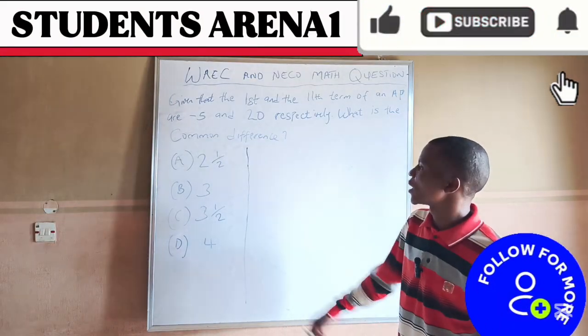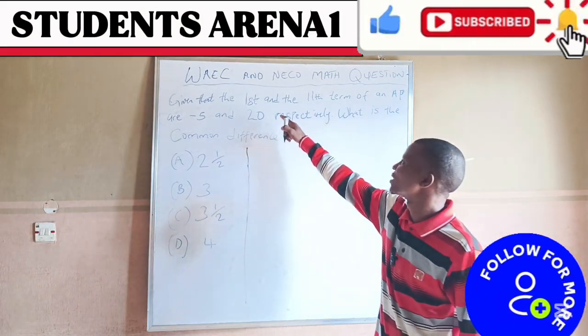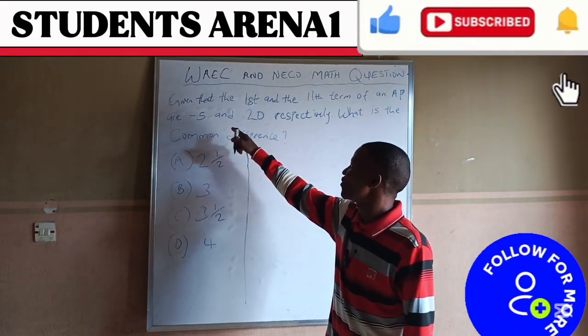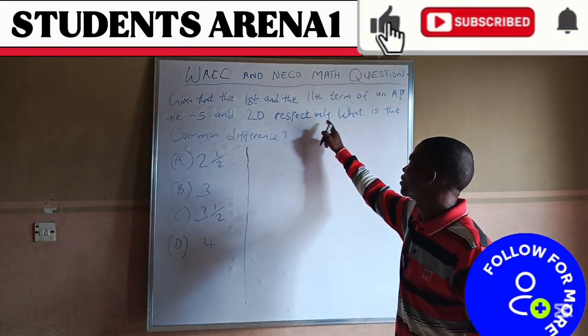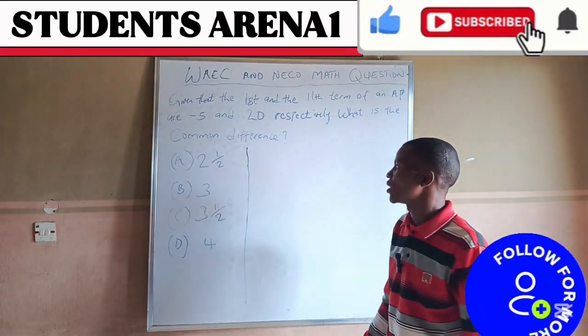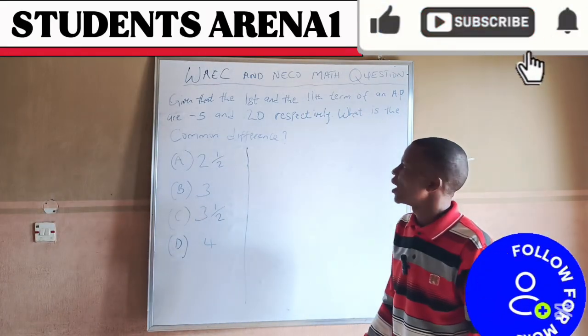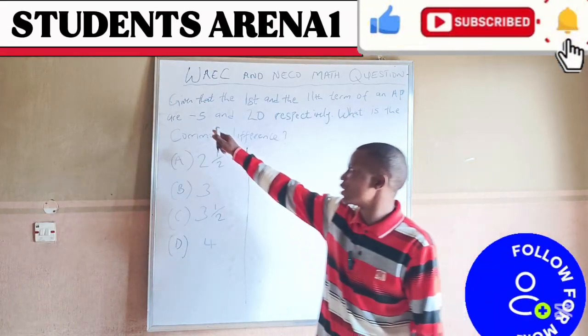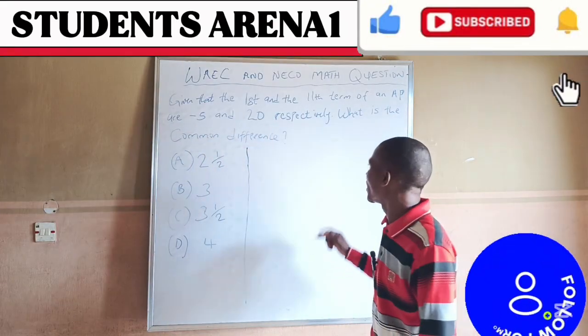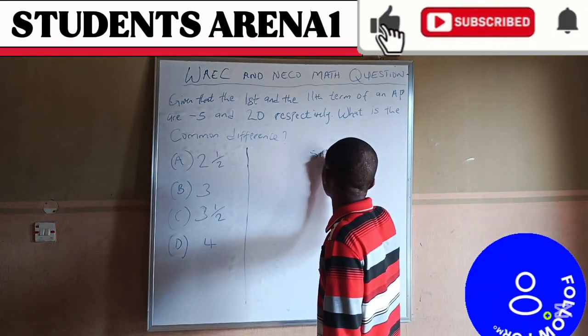Now look at this question. Say, given that the first and 11th term of an AP are -5 and 20 respectively, what is the common difference? Here we are asked to calculate the common difference. And then we are given that the first term is -5 and the 11th term is 20. Now let's solve it. Solution.